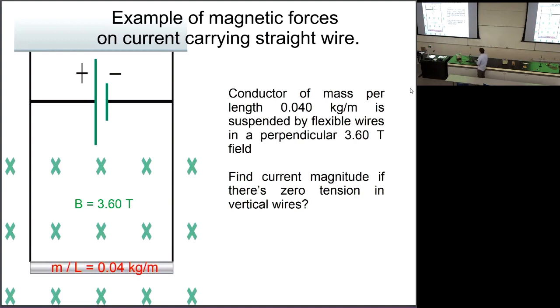We're told a couple of pieces of information. The mass per unit length of the wire is 0.04 kilograms per meter. So we're not told specifically either the length or the mass. It's a bit like a charge to mass ratio. We're told this ratio of properties, the mass per unit length. We're also told the field that we've immersed the wire in.